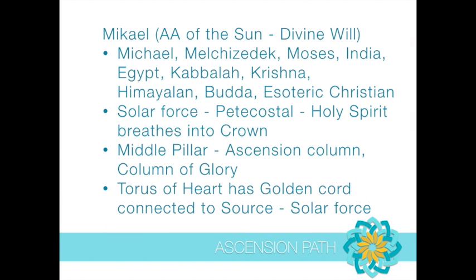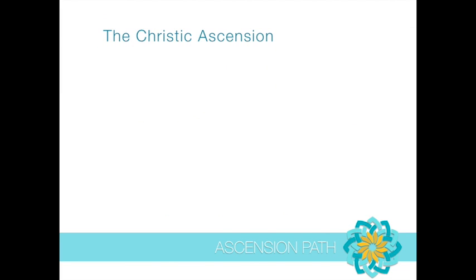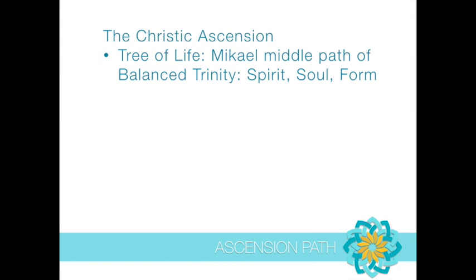Now, the torus of the heart field has a golden cord that's connected all the way back to source. The spark within the heart center is that source spark where the tube and the vesica piscis create that torus field, the toroidal field that links us all the way back to source. It is a solar force, so it does resonate with gold. Now, the Christic ascension follows the tree of life, the Michaelic path, the middle path of a balanced trinity of spirit, soul, and form. We are completely balanced when we follow this Christic ascension.